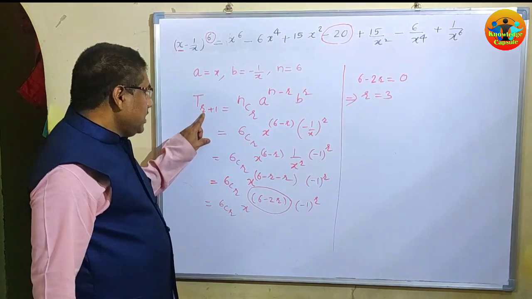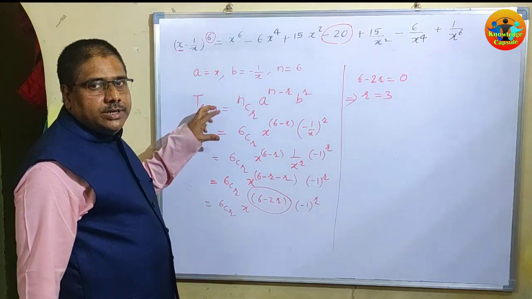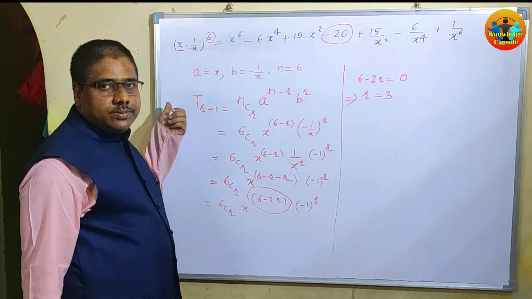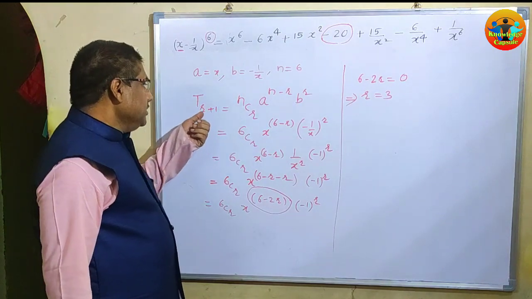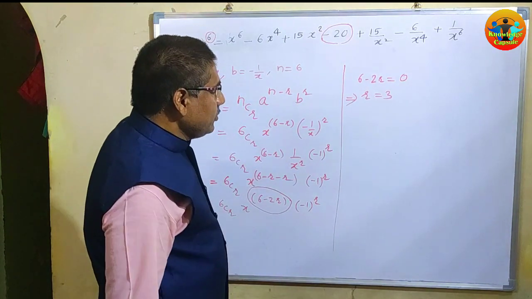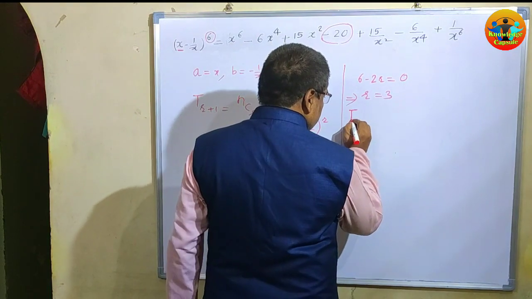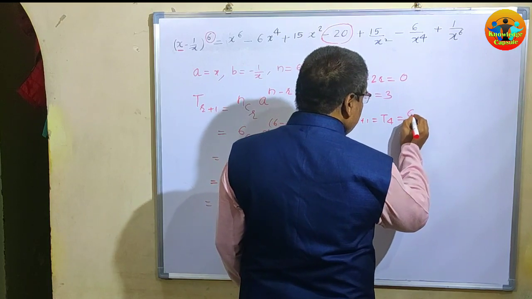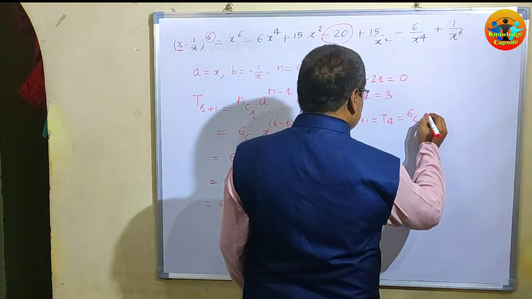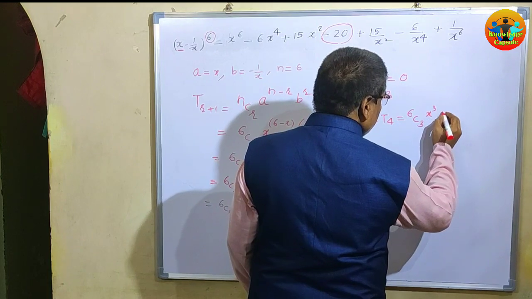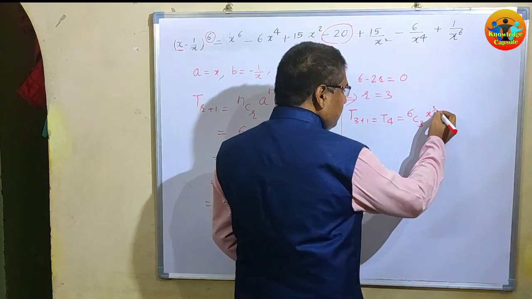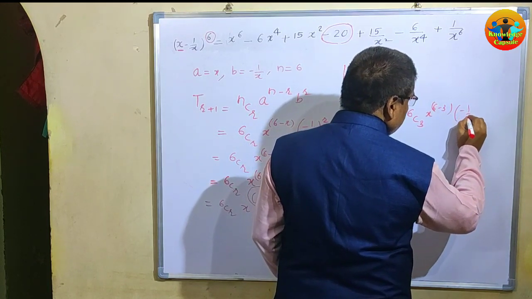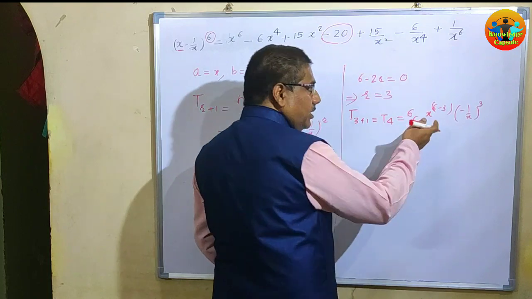By putting the value of r as 3 here, we will get the term independent of x, that will be the fourth term, because 3 plus 1, the (r+1)th term, is the independent term. 3 plus 1 is the fourth term. The fourth term will be the term independent of x. Therefore T(3+1) is equal to T4 is equal to nCr, that is 6C3 a raised to n minus r, x raised to 3, into b raised to r, that is minus 1 by x raised to 3, putting the values of n and r.